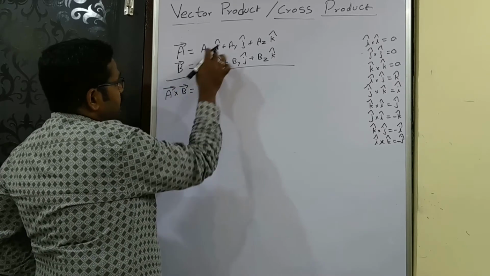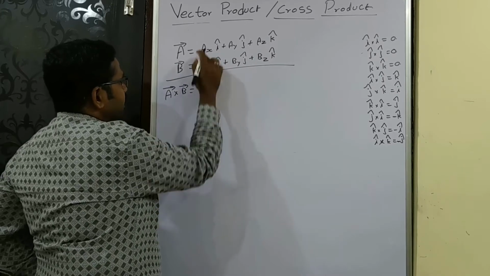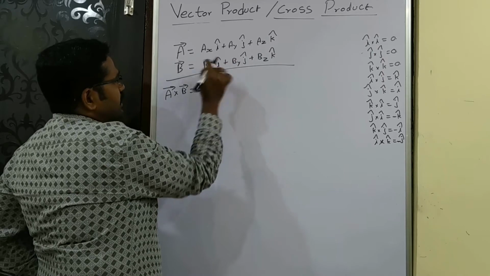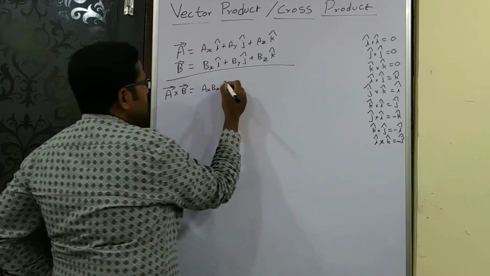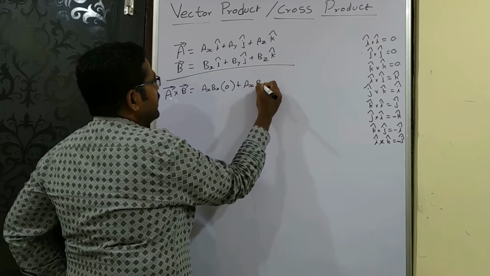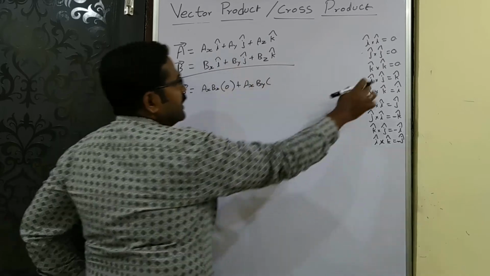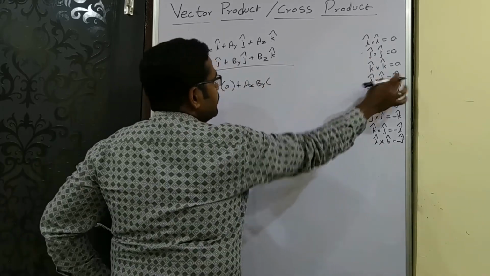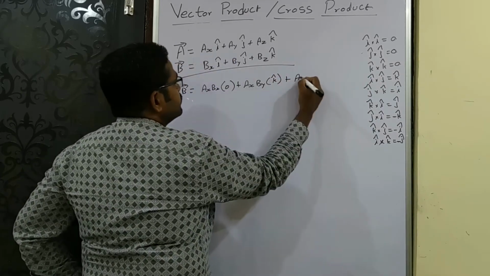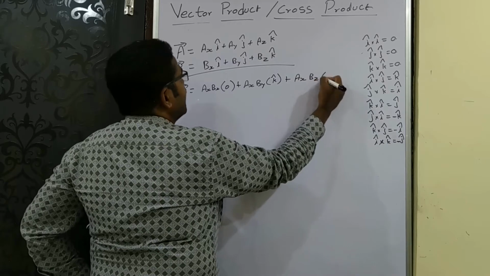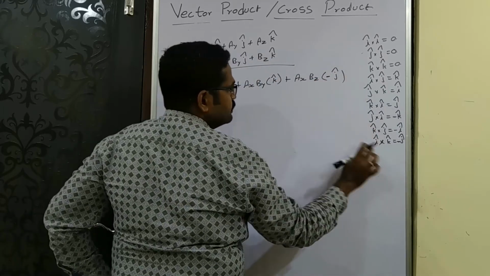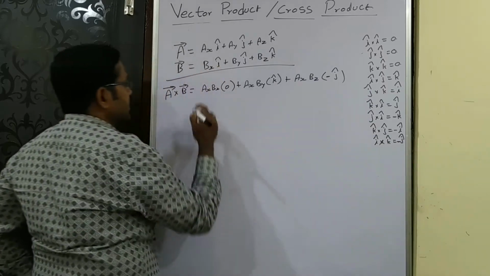Now we will multiply. Ax into Bx, I cap into I cap, how much is that? It is 0. Then Ax into By, I cap into J cap, it is K cap. Plus Ax, Bz, I cap into K cap, it is minus of J cap.